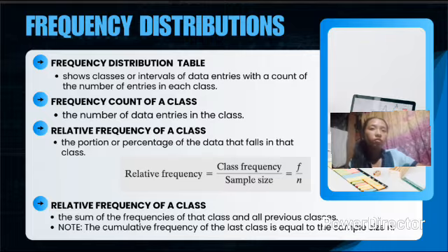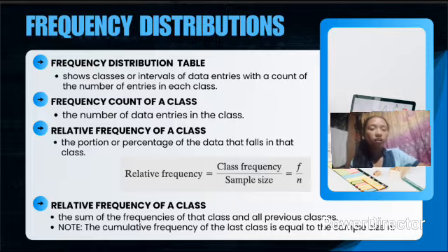Next are the frequency distributions. First is the frequency distribution table. In this table, it shows classes or intervals of data entries with a count of the number of entries in each class. Next is the frequency count of a class, which is the number of data entries in the class.